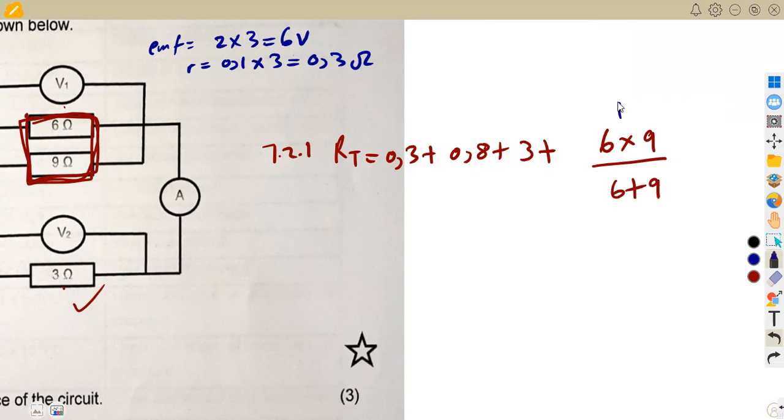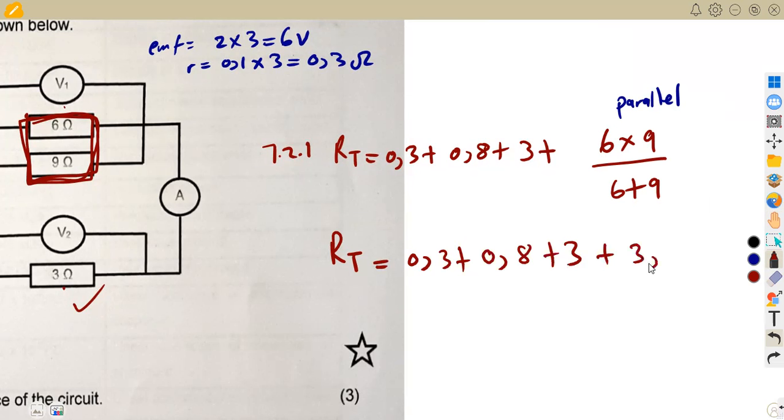So this is for our parallel combination. This is our RP. So let's just calculate our RP. You never know, we might need this value later on. If we calculate here, we are going to obtain 3.6 from there. The product of the 2 over the sum is going to be 3.6. So that's it. We have got the total resistance of the circuit.